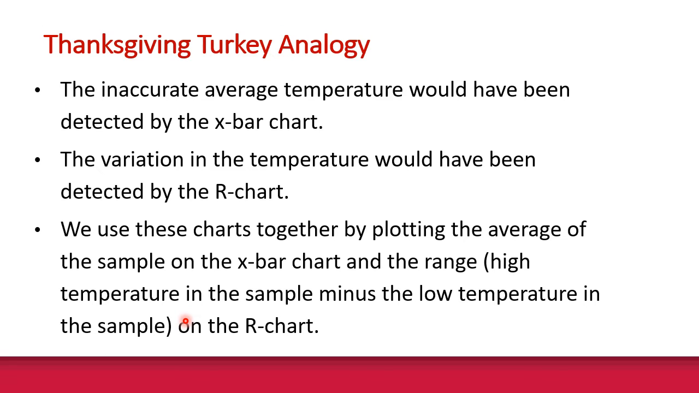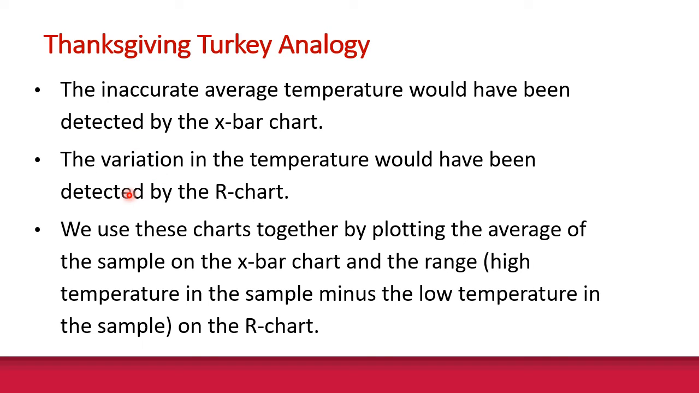If it was cooking at 250 instead of 350, the X bar chart would catch that. For example, if we had a thermometer inside our turkey, and every 30 minutes we looked at the thermometer and wrote that number down, exactly what it was cooking at, and we averaged and plotted it on the X bar chart, that would vary up and down. We would see that variation on the X bar chart. That's how we would detect that something's wrong.